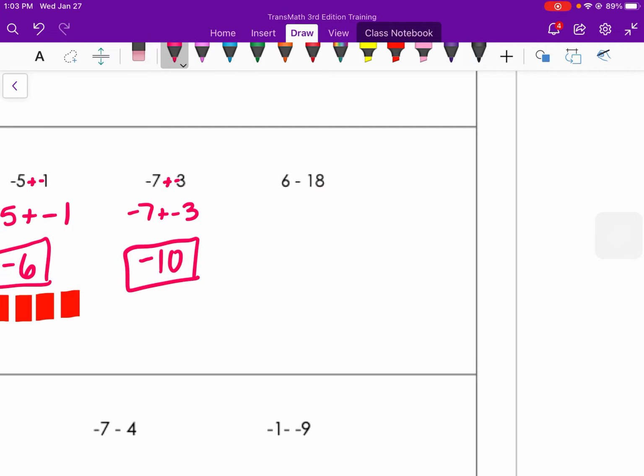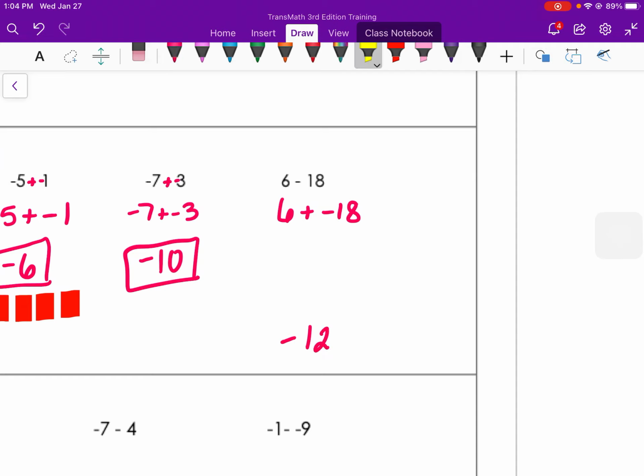6 minus 18. So it's 6 minus positive 18. So we're going to change that into 6 plus negative 18. And then the signs are different, so you're going to subtract and keep the sign of the bigger one. Since 18 is negative and bigger, I know my answer will be negative in the end. 18 minus 6 is 12. So it'll be negative 12.